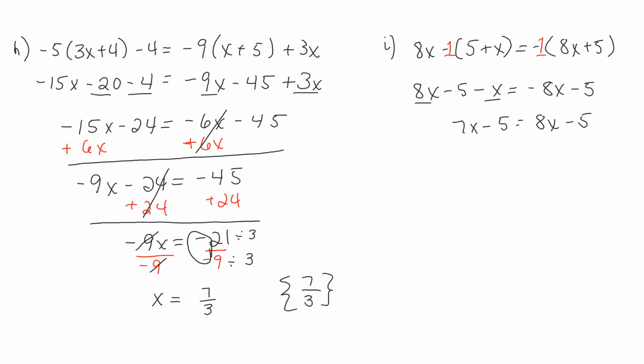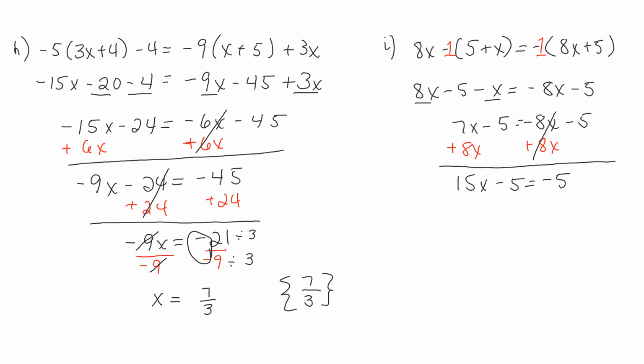Now, at this point, I want to get all of my variables on the left. So let's focus on the 8x, okay? How do I move this minus 8x? All right. Well, to undo subtracting 8x, I would just add 8x to both sides. So on the left, 7x plus 8x is 15x, and then minus 5 equals. On the right, negative 8x plus 8x is 0. 0 minus 5 is minus 5. All right, so I've got all of my variables in a single term on the left.